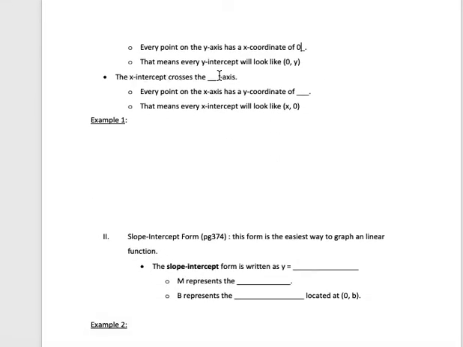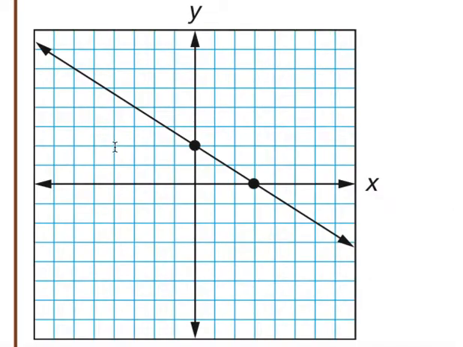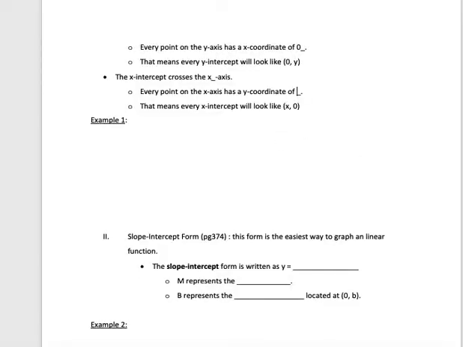The x-intercept crosses the, you guessed it, the x-axis. So every point on the x-axis has a y-coordinate of, let's take a look at our x-axis, our horizontal number line. At this point, the y-coordinate is 0, and at this point, the y-coordinate is 0. How about this one? Yep, y-coordinate is 0 again. Let's type that in. That means every x-intercept will look like some x number, comma 0.